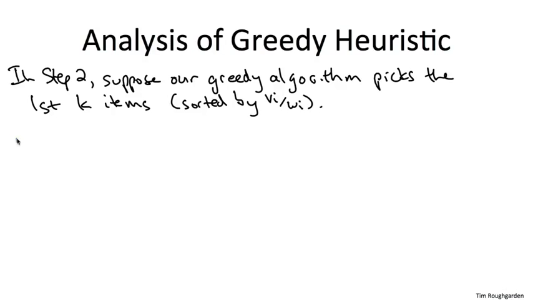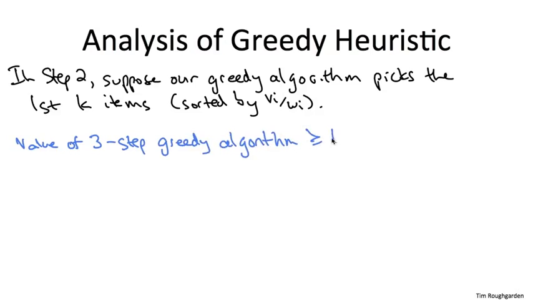Remember we added this step 3 to our greedy algorithm so that it considered two different candidate solutions and picked the better of them. The first candidate solution was just the outcome of step 2. So therefore we can definitely say that the output of our three-step greedy algorithm is at least as good as the total value of these first k items chosen in step 2.